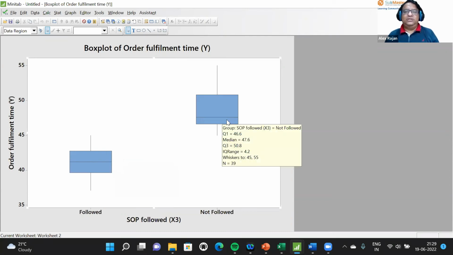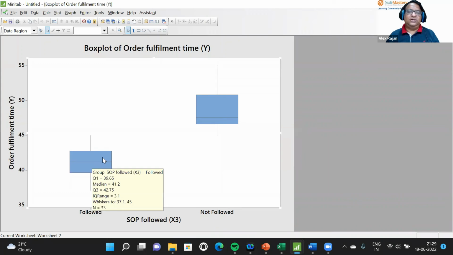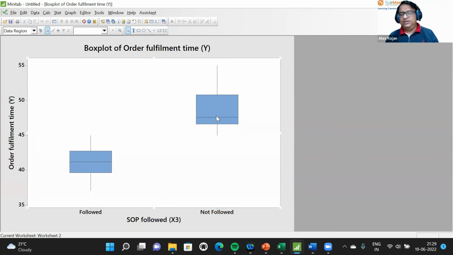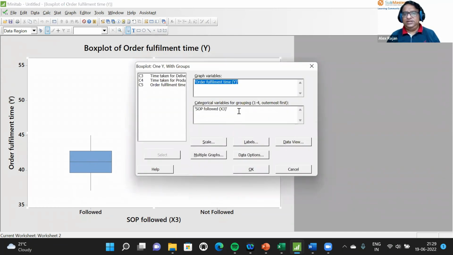Whereas when SOP was not followed, the Q1 value is 46.6, which says 25% of the order fulfillment happens in 46.6 days, 50% happens in 47.6 days, and 50.8 days are taken for 75% of the order fulfillment. So the values are distinct. When we compare the Q1, median and Q3 values, all are distinct and different. So we say that SOP followed has an impact on order fulfillment. That is a real root cause.